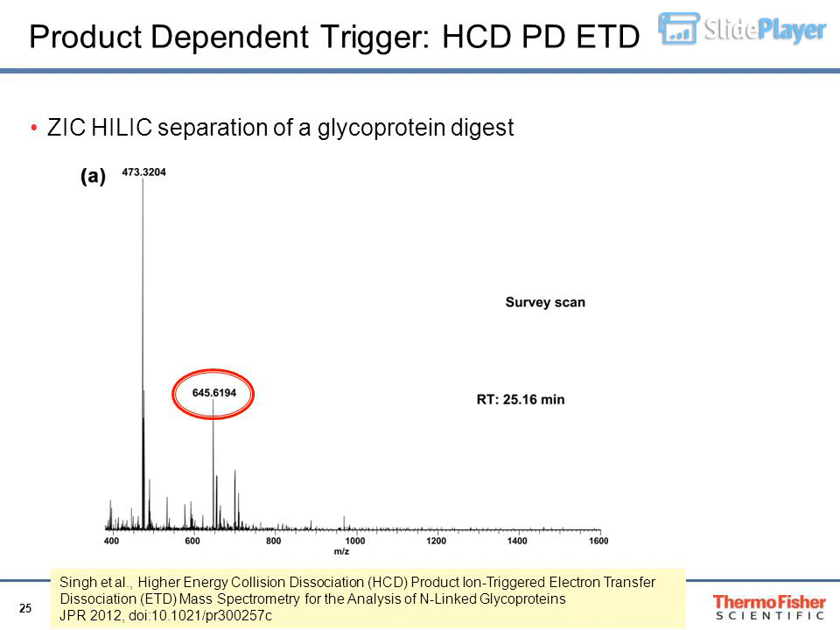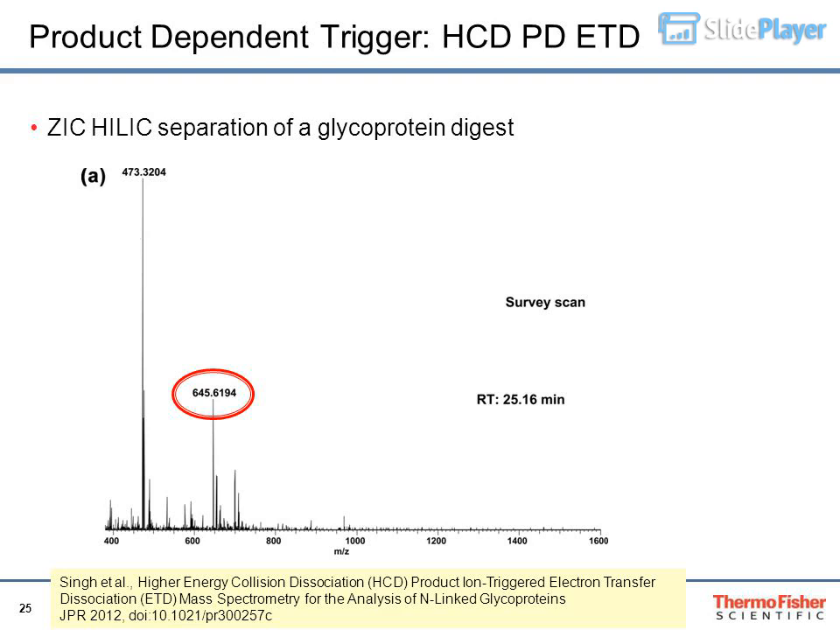Zoochilic separation of a glycoprotein digest. Targeted analysis of N-linked glycopeptides in complex mixtures that does not require prior knowledge of the glycan structures or pre-enrichment of the glycopeptides. Despite the complexity of N-glycans, the core of the glycan remains constant, comprising 2 N-acetylglucosamine and 3 mannose units.